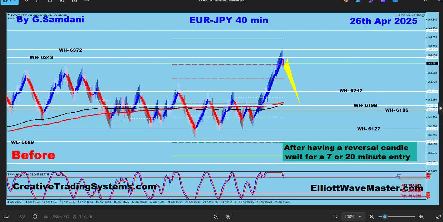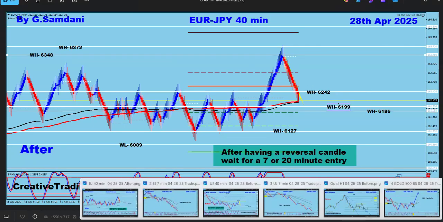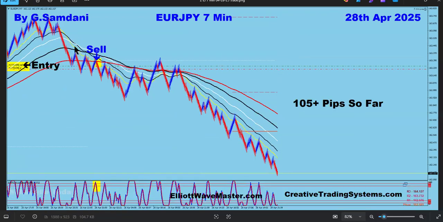So today, what happened? On Monday, the 28th, you can see it all the way from here to here. Did I take the trade after this happened? I knew that this was going to happen, right? I was anticipating it actually. So this is exactly what happened. It started to drop and gave me a 7-minute chart entry right there.